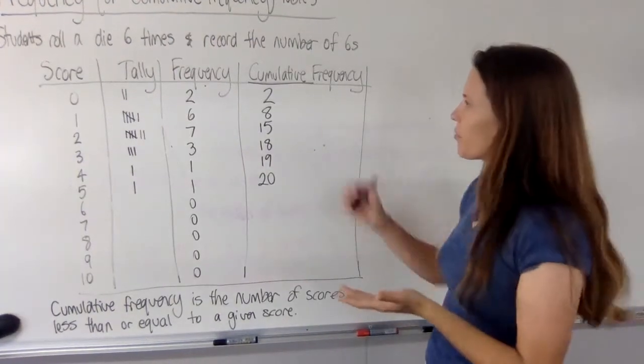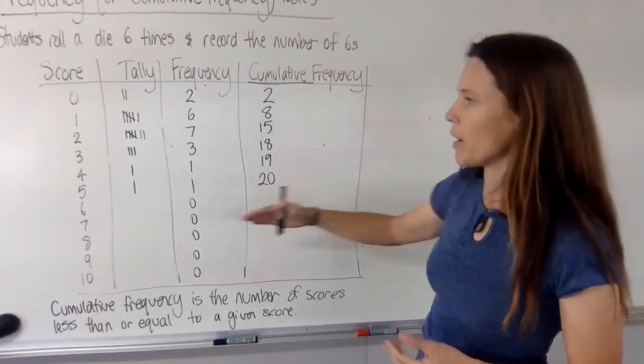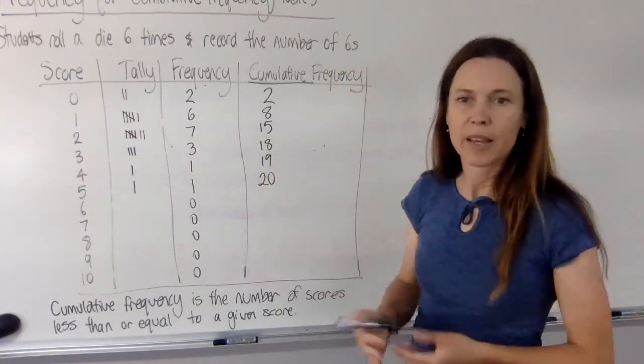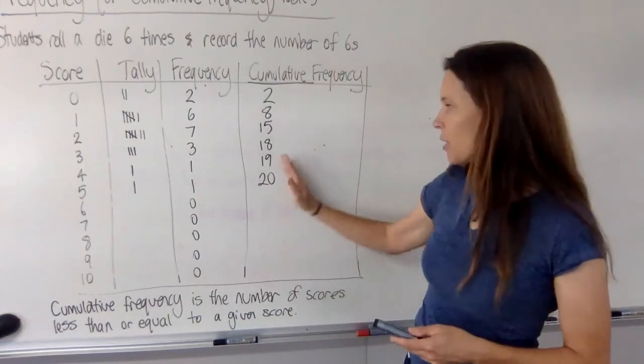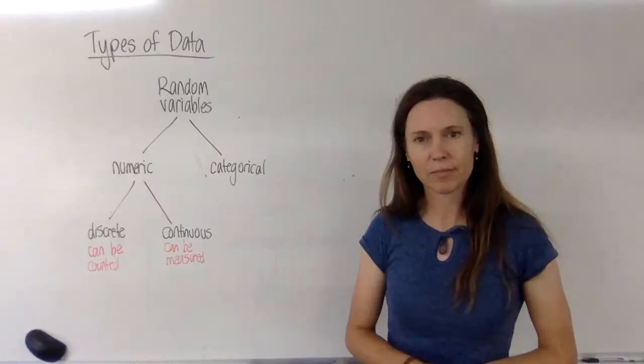So the cumulative frequency tells a slightly different story. It just shows how many people had a certain score or less. And in some instances, that data can be quite useful. We can also put all of this into a table, of course, and graph it.